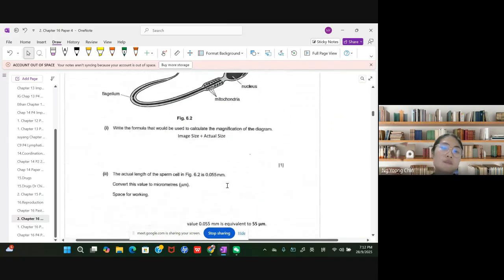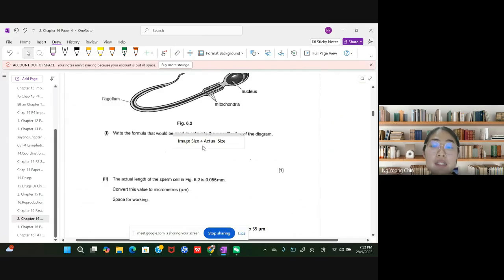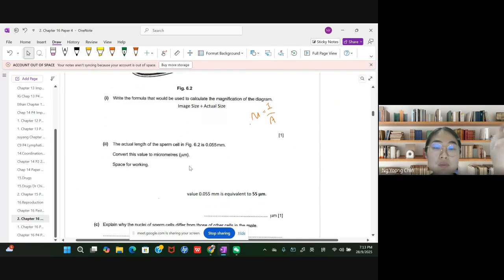So okay, this one. Another very common question to come out in exams is the sperm structure, okay? See, this is the sperm cell, right? And then you should know how to describe the structure of the sperm cell. And then this is some calculation, okay? I think you still remember, right? The calculation for the magnification, okay? Which is M equals image size over actual size, okay? And then you need to do some calculation, right? So this is their actual length, okay? 0.055 millimeter.